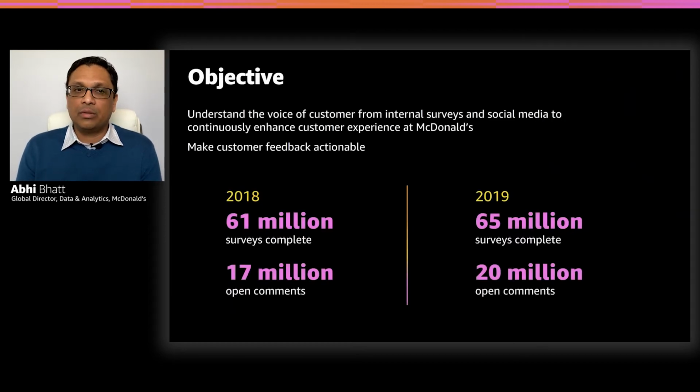Our objective was simple. We wanted to better understand what our customers were telling us through internal surveys and through social media. We wanted to take the customer feedback and make it more actionable, either to improve or continue to do the good things that we are already doing. As you can see from a data perspective, we have millions of records in internal surveys and social media comments. And year over year, this data has continued to grow for us. So the goals were clear for us. We had the data. Now let's talk a little bit more about the challenges and our guiding principles for designing the text analytics solution.